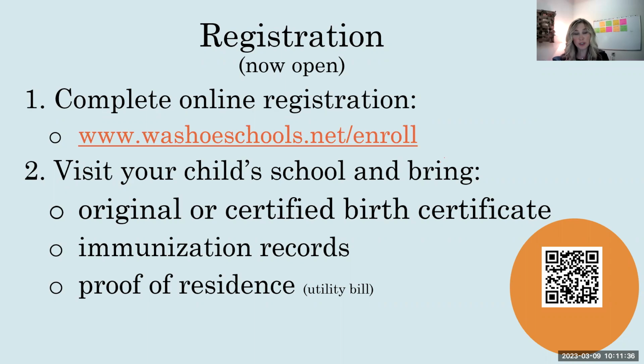But you'll first register online and go through that 20-minute process where you're putting in information in the computer. And then you will visit your child's school, or you can use the computer at your child's school to complete that online process. And you'll take your documents to your child's school. So the documents that you need are your child's birth certificate, their immunization records, and proof of residence. So you can take a bill or anything with your name on it to show that you live within that area of school.